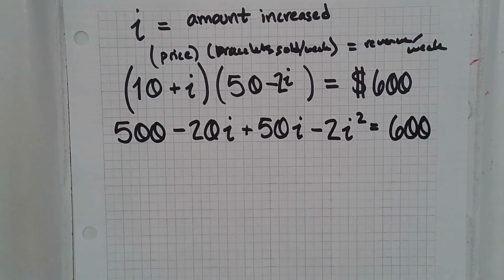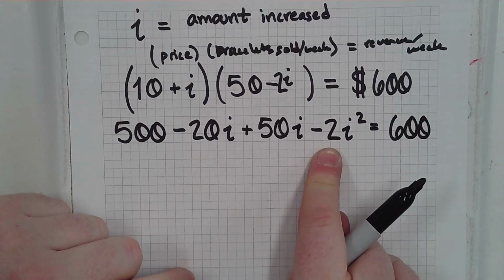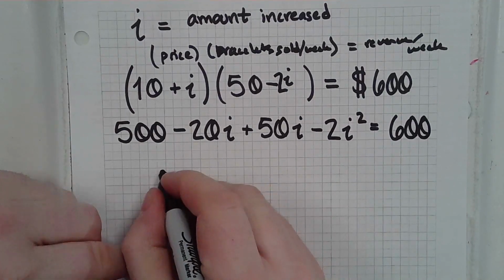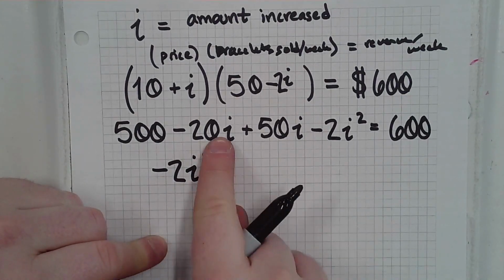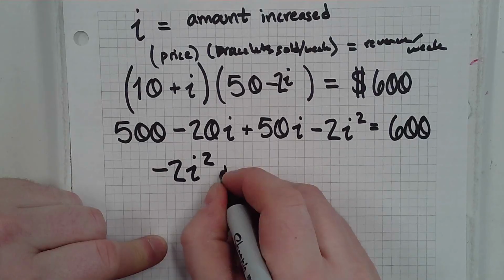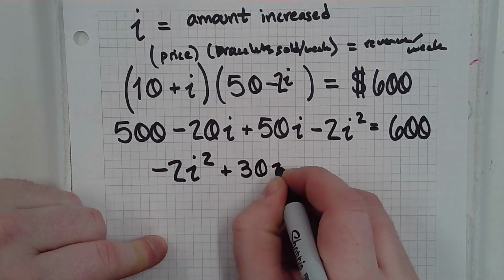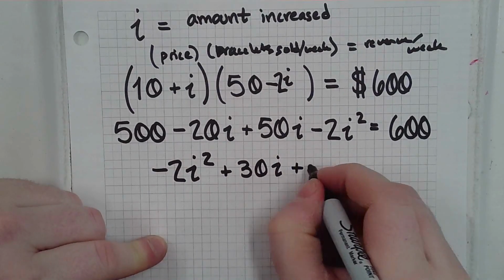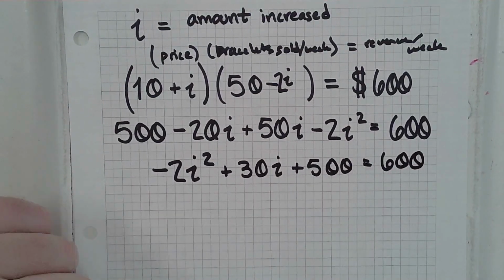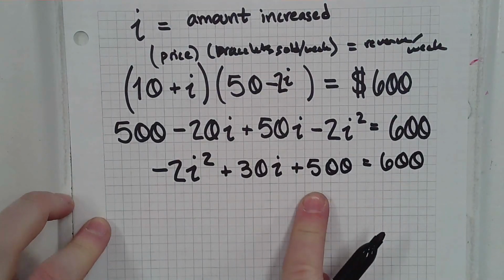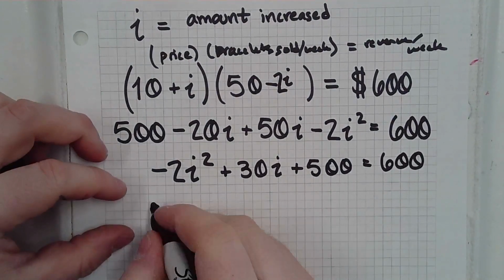Cool. From there, if we get our i's together and simplify and make this not negative, life will be good. So I'll just write it out first like this with this as our leading term. This is our linear term. It's going to come out to positive 30i. And then this is positive 500. And that's going to equal 600. If I subtract this over, we'll get negative 100 there.